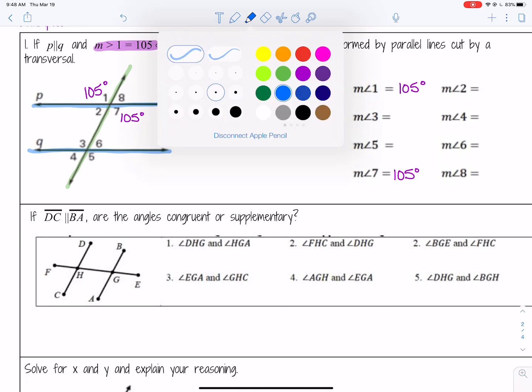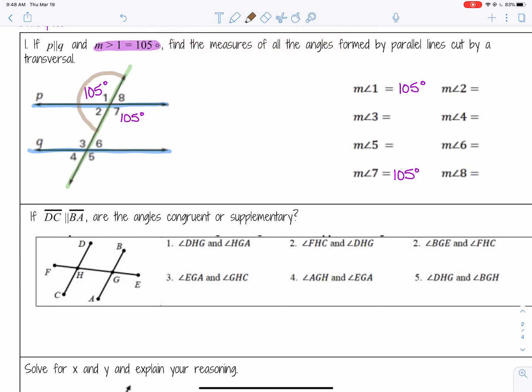Let me grab another color. Let's see. So 2 and 1 add up to 180. So 180 minus 105 would be a better way to do that. 180 minus 105 gives us 75 degrees. So we know angle 2 and therefore angle 8 would be 75 degrees. So let's just write that over here.